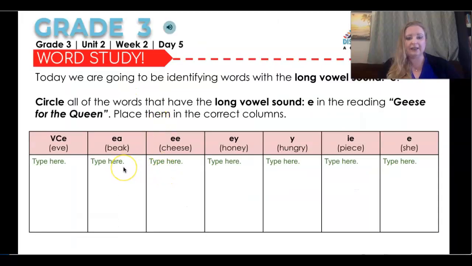Okay, I think we already found 5 to add into our list. We found the EA in each, the EE in geese, queen, and queens, and the E in be. So you already have 5 to start with. All right, have fun on your adventure finding long E words.